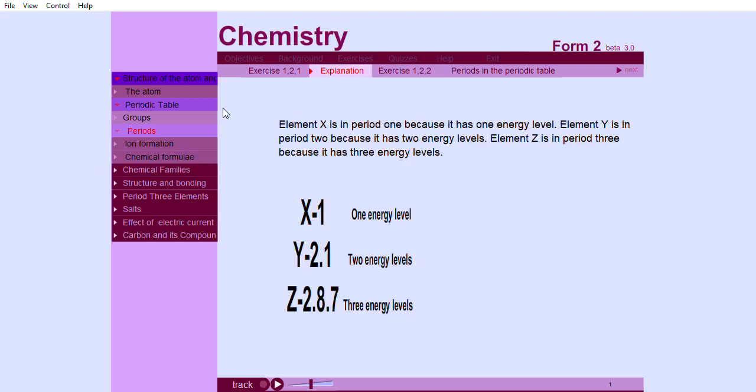Element X is in period 1 because it has 1 energy level. Element Y is in period 2 because it has 2 energy levels. Element Z is in period 3 because it has 3 energy levels.